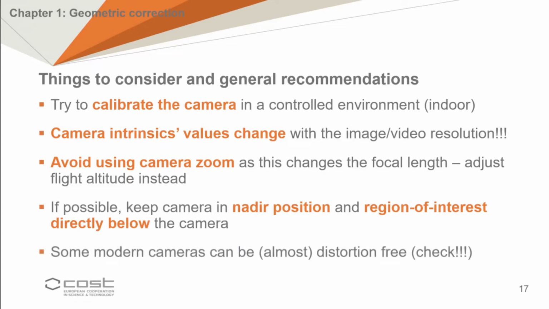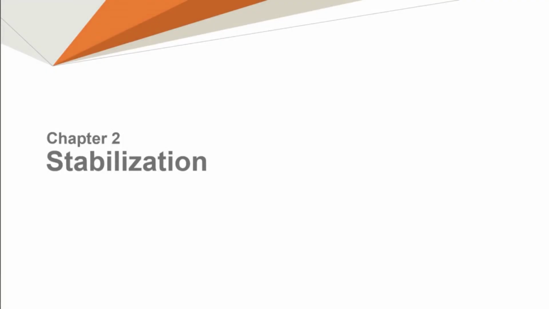Finally, some modern cameras, especially the high-end models, create very low amounts of distortion. Camera calibration can even be omitted from the workflow, although you should always check to make sure that this is justified.